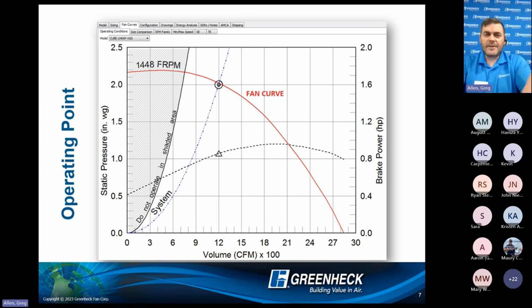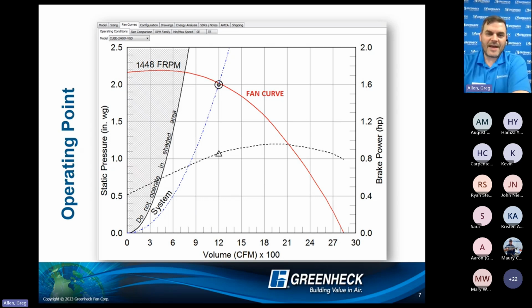Now, another thing you can see on the screen, I wrote 1448 fan RPM, FRPM. Terminology again. RPM is typically what the motor is turning. When you see fan RPM, that's what the impeller is turning. So anytime you see FRPM, if it's a direct drive, that is the same RPM as the motor. If it's a belt drive, that is showing you your relationship through the pulleys and sheaves between the motor and the belt.